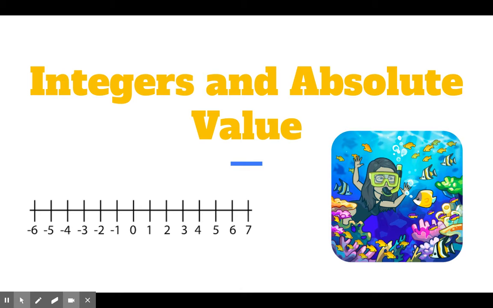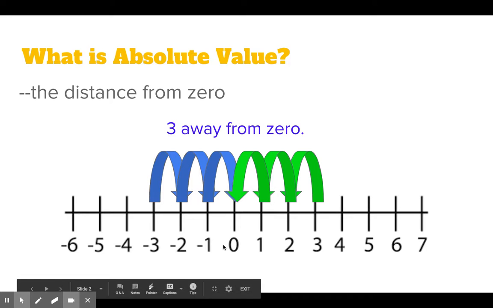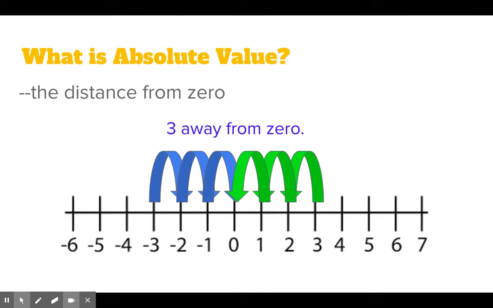So integers, remember, is a fancy word for positive and negative numbers. And absolute value means how much is that worth? Absolute value is really just the distance from zero. So the absolute value of -3 is 3 hops away from zero. The absolute value of +3 is also 3 away from zero, so it's also 3. So it's pretty easy to figure out absolute value, even though it looks weird.